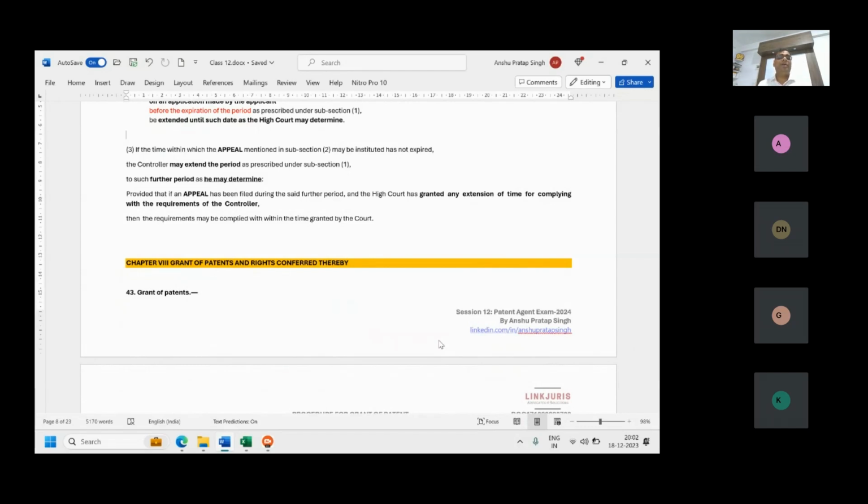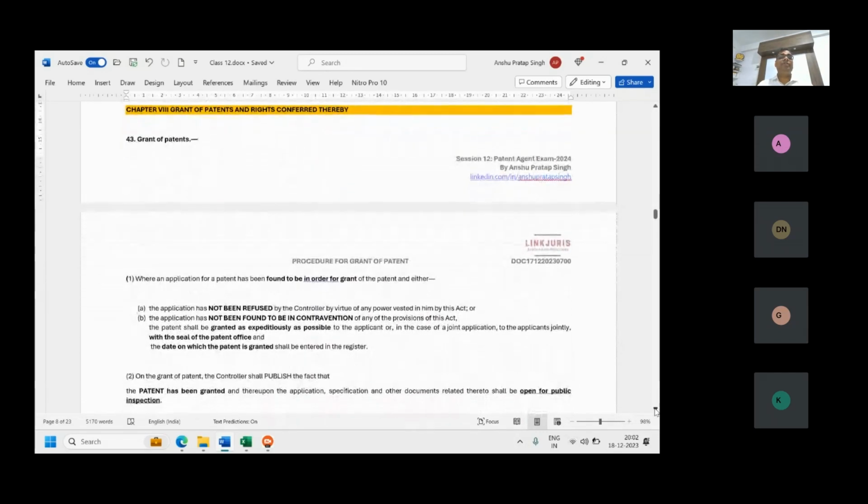So that is the application for grant. In general, the time of extension to put an application in order for grant cannot exceed three months.